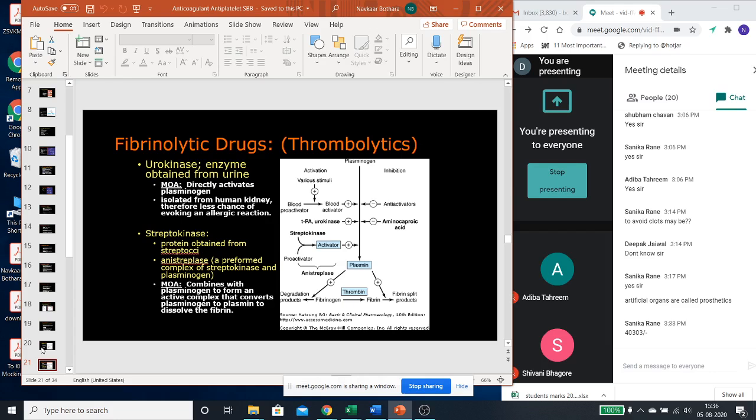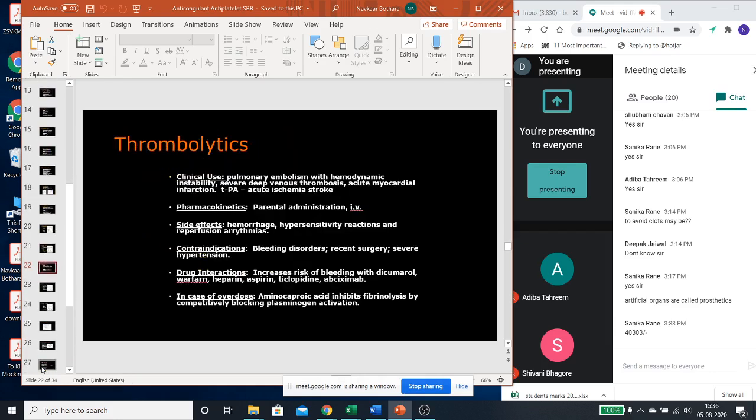Then next is streptokinase. It is from streptococci. Anistreplase is streptokinase combined with plasminogen to form an active complex that converts plasminogen into plasmin to dissolve fibrin. This is the mechanism of action which we have earlier also seen. These are the agents that are acting. So we know where they are used.